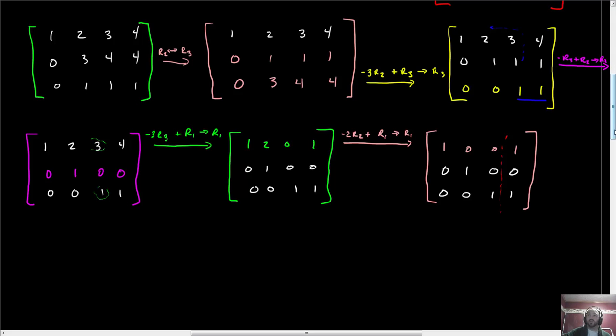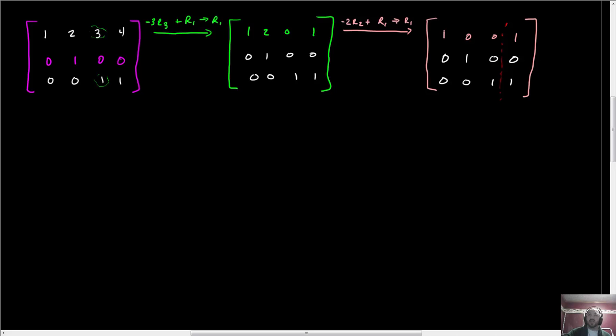Reinterpreting this, it says that 1x plus 0y plus 0z, and 0 times anything is 0, so this is really 1x equals 1. The second row says that 1y is equal to 0. The third row says that 1z is equal to 1, and therefore our ordered triple is 1, 0, 1.